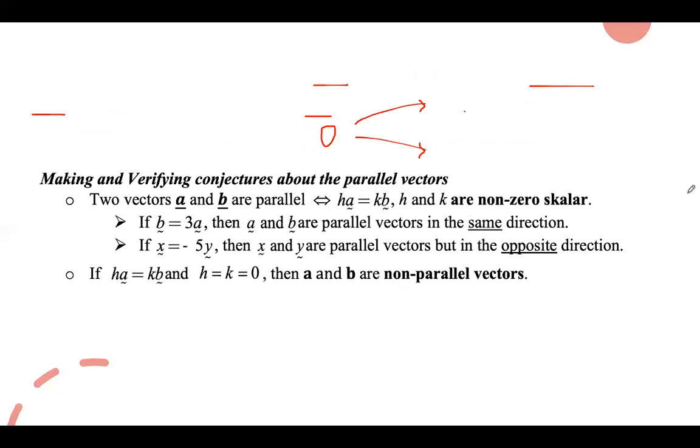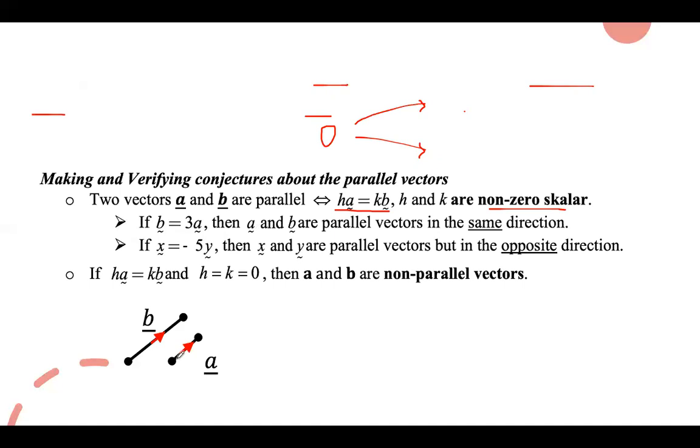Next, we're going to learn about parallel vectors. If two vectors A and B are parallel, we can write hA equals kB, where h and k are non-zero scalars. If they were zero scalars, then both would become zero vectors, right? Let's look at the example: B equals 3A. So A and B are parallel vectors in the same direction. You can see this diagram.